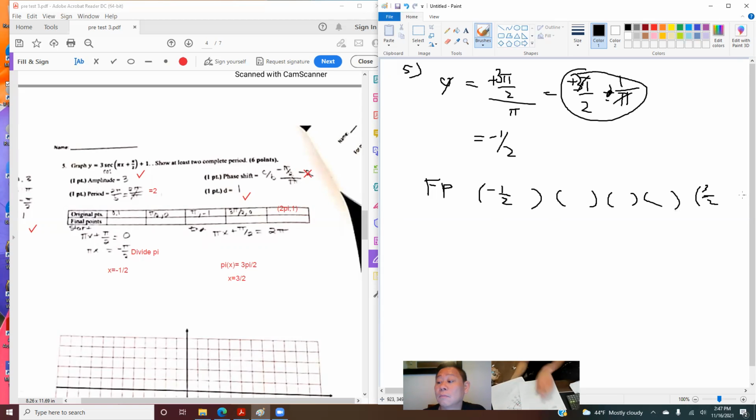You do 1 times 3. You take the period and divide it by 4, so you can tell what to add. And what is your period in this case? Your period is 2. So what is 2/4?